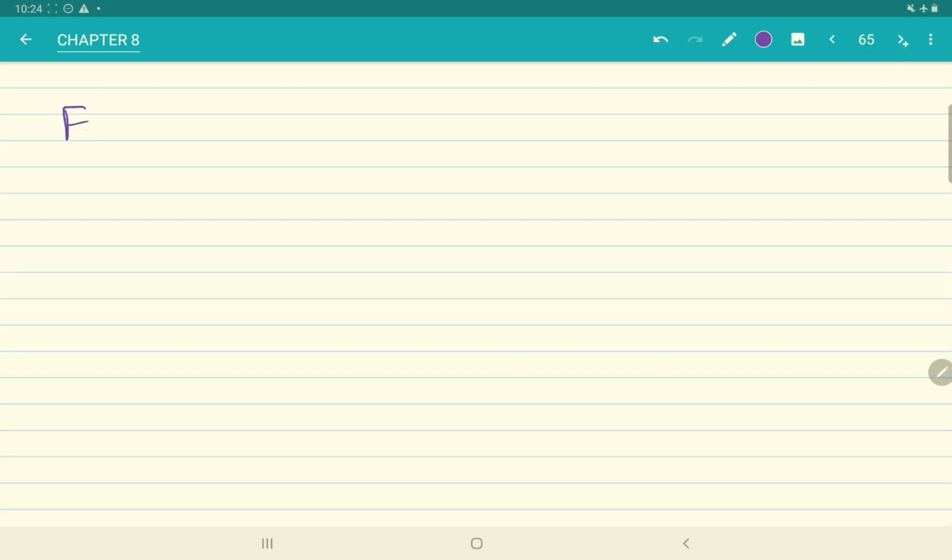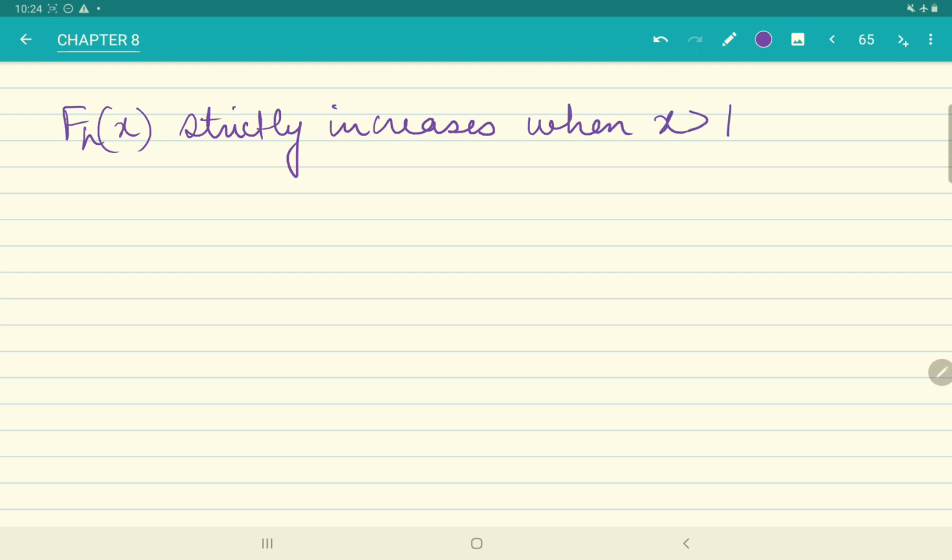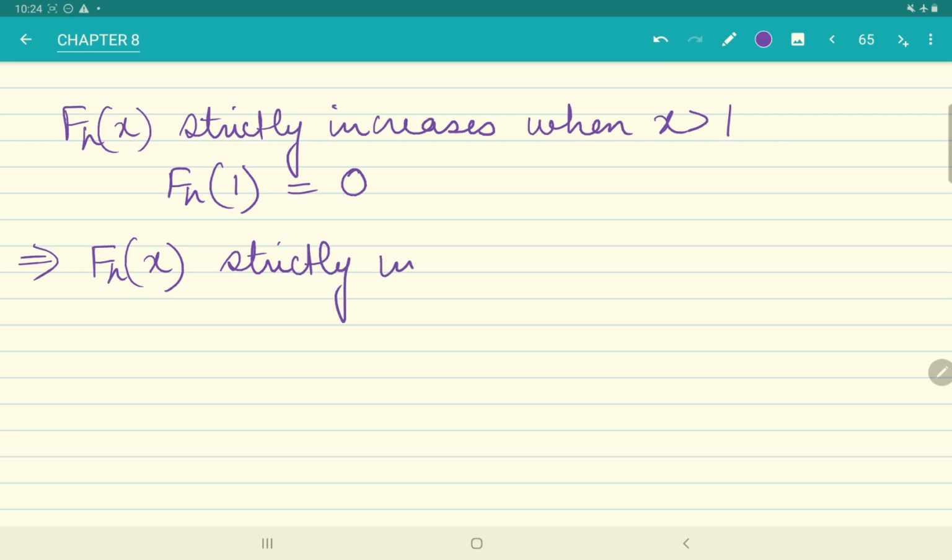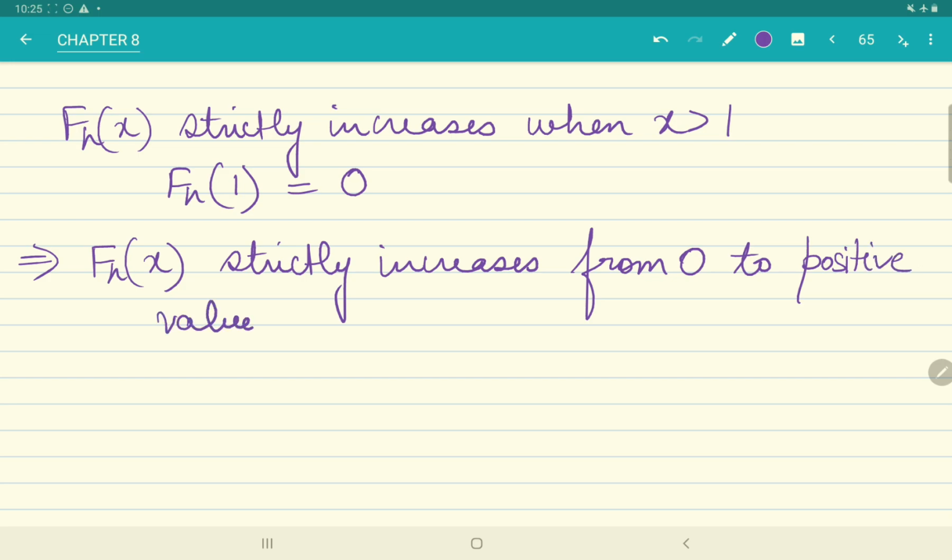Also, I can write fh of x strictly increases when x is greater than 1. fh of 1 is equal to 0. This implies fh of x strictly increases from 0 to positive values when x is greater than 1.